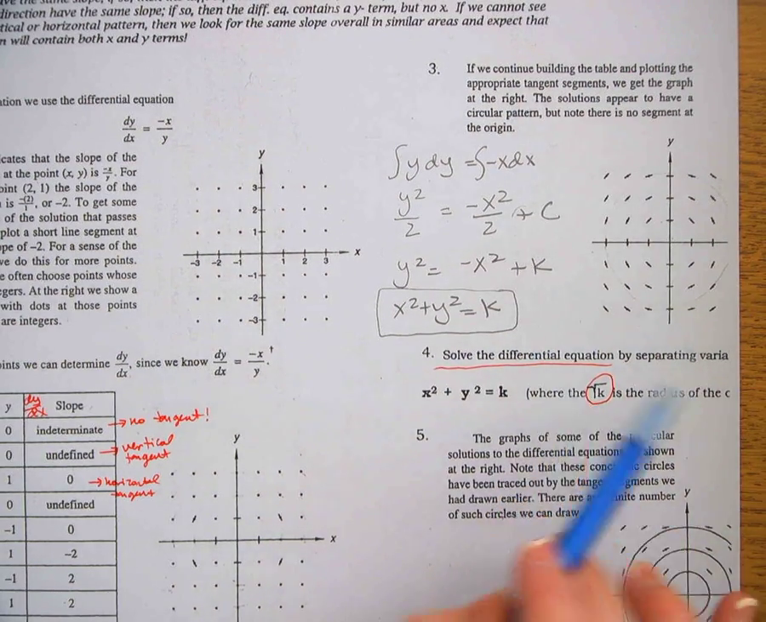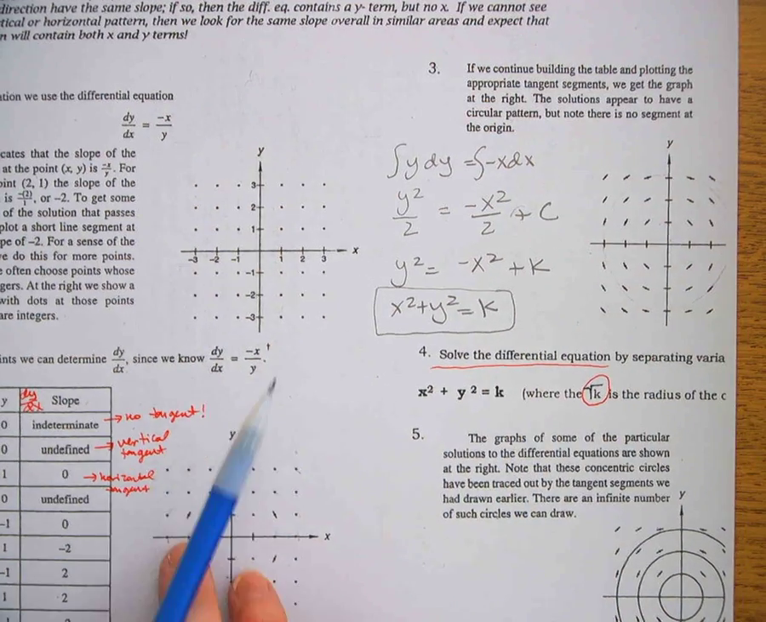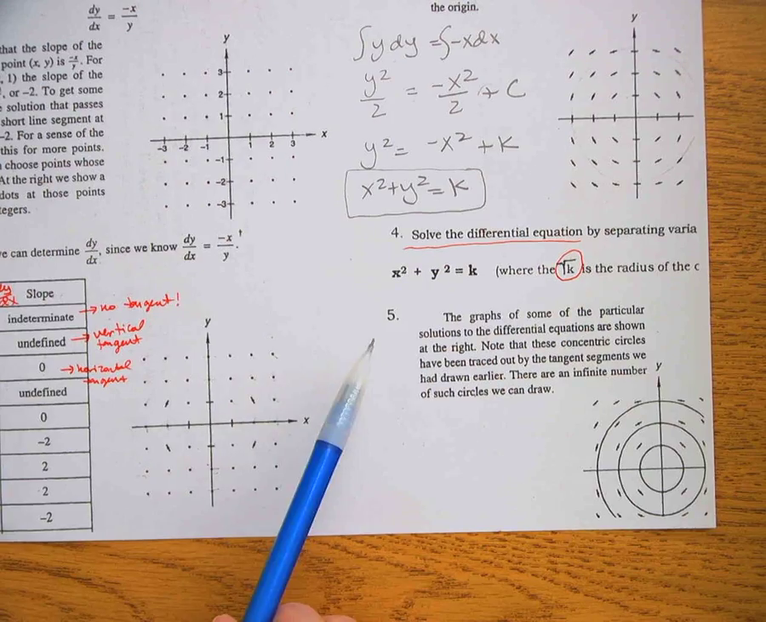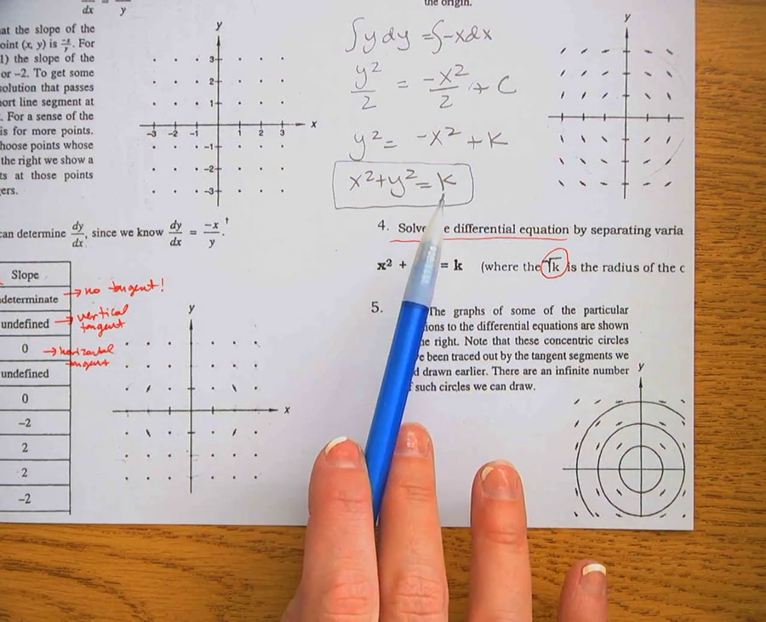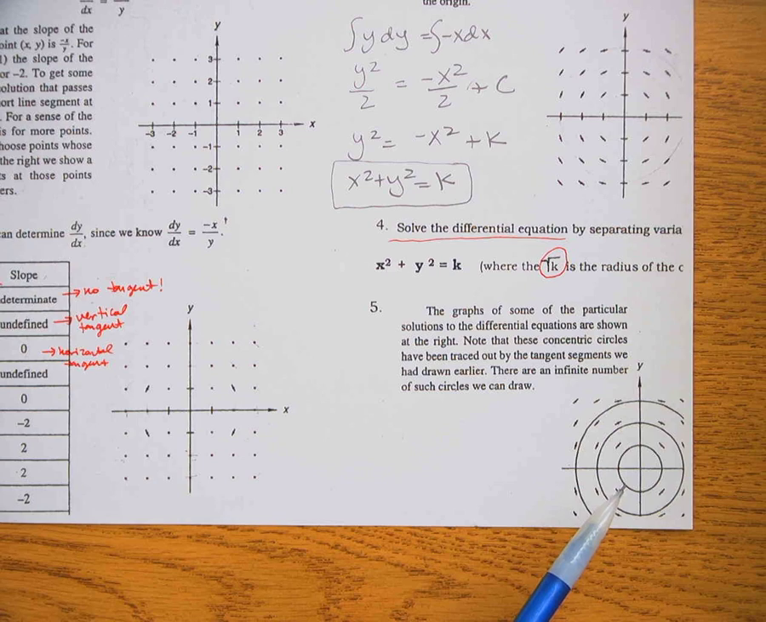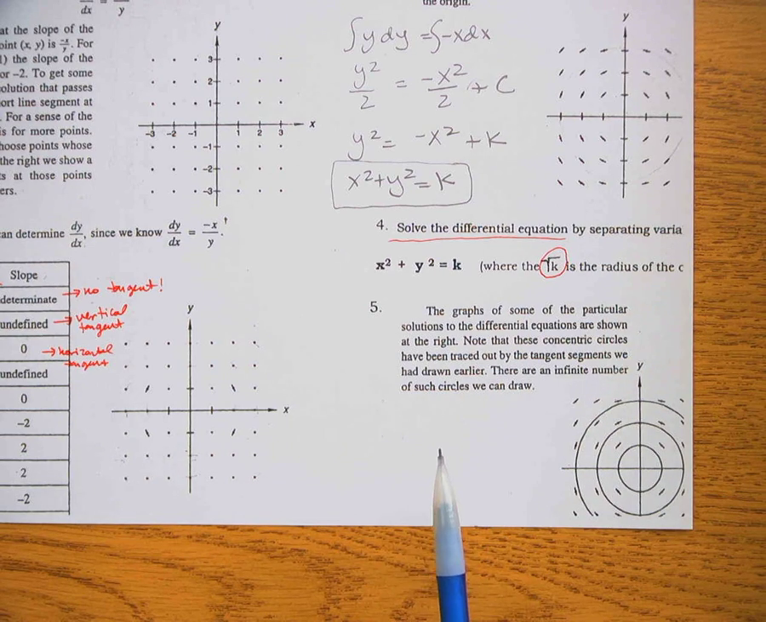So this is the collection of all different circles with all different radiuses. And so here in 5, they're just kind of showing you, here's some sample solutions. Here's a radius of 1, a radius of 2, a radius of 3, and so on and so forth. So in other words, k can be anything, and the slope field indicates that as well. And it makes a comment here, there's an infinite number of such circles we can draw because there's an infinite number of possibilities for k.